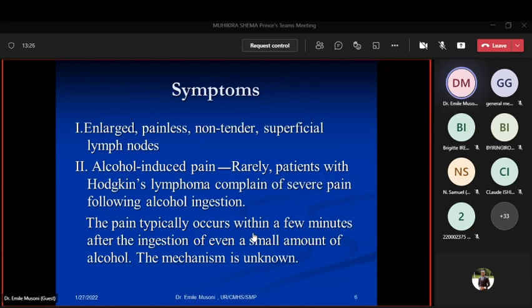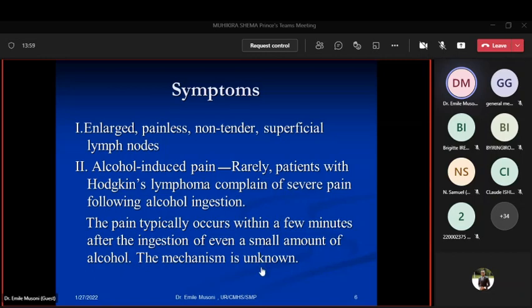So lymphoma is characterized by an enlarged, painless, non-tender, superficial lymph node. Underline here, non-tender. Once you find a big lymph node, more than 3 centimeters in diameter, which is painless and non-tender, hope you know what is non-tender, you have seen it in your clinical skills, in that case, think that you are dealing with lymphoma.